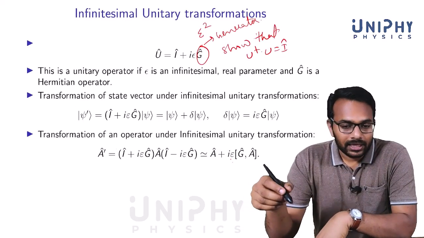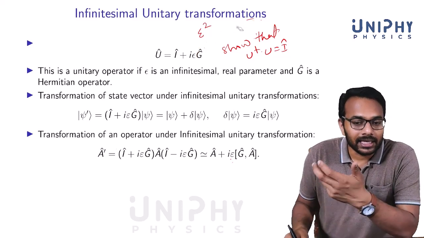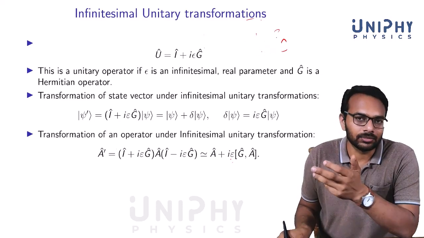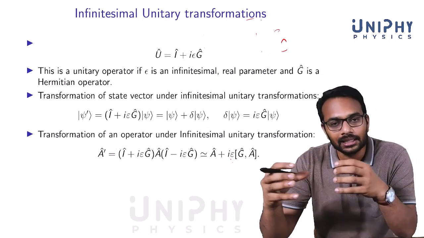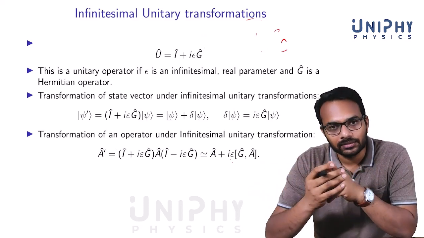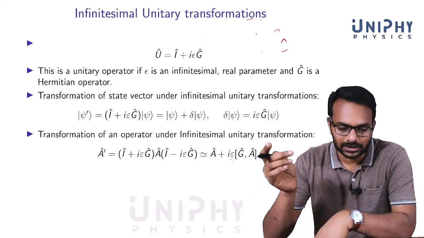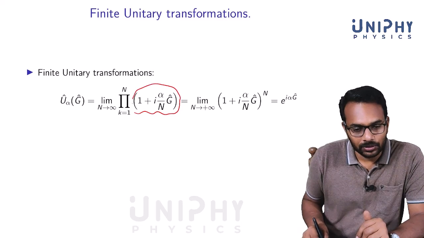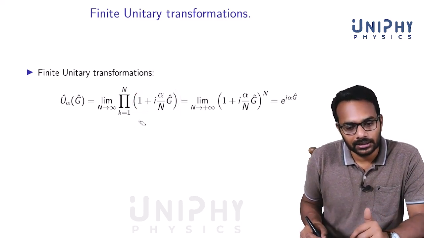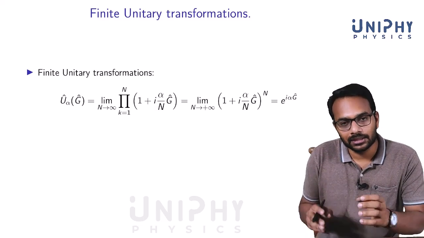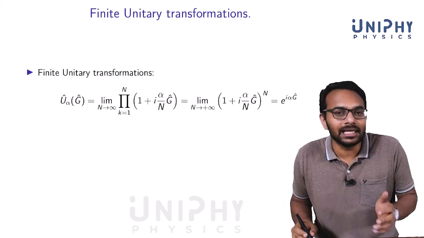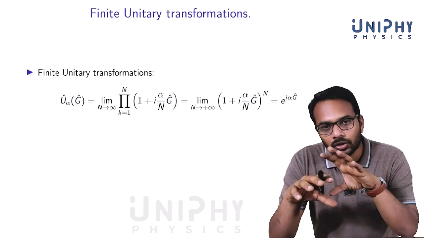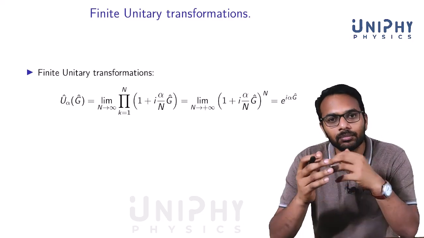Now once we have infinitesimal unitary transformations, we can construct finite unitary transformations from them. You just do an infinite number of infinitesimal transformations, and then you get a finite unitary transformation. We make these infinitesimal unitary transformations a large number of times, and they build up into a finite unitary transformation. It's just like rotations: you can build up a finite rotation from infinitesimal rotations.